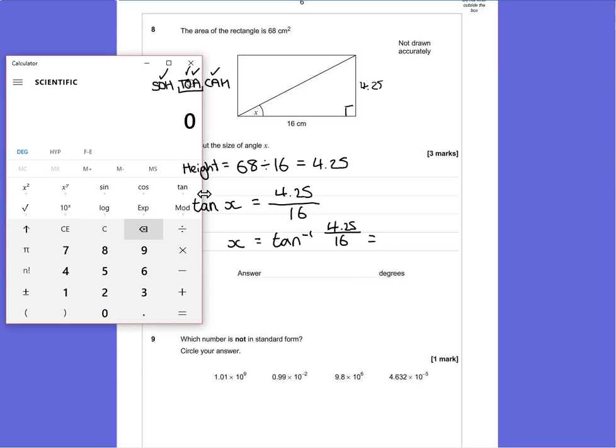Now on my calculator here on the screen, we have to put the fraction in first. So I go 4.25 divided by 16, which gives us 0.265625, and then we have to shift to find tan to the -1, which gives us an angle of 14.875876.